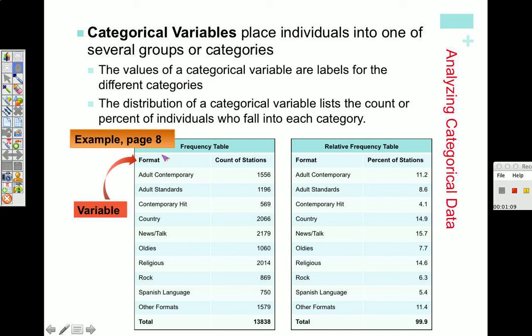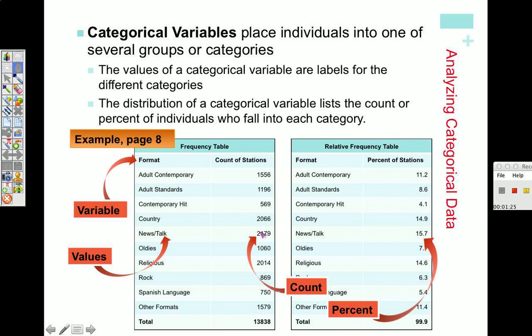So we have our variable, which is the format of the radio station. The values that that variable takes on are categorical. They're adult contemporary, adult standards, contemporary hits, and so on. And then we either see a count for the relative frequency or a percent for the relative frequency. One thing to note is that the count should add up to how many things total we had, and the percent should add up to 100.